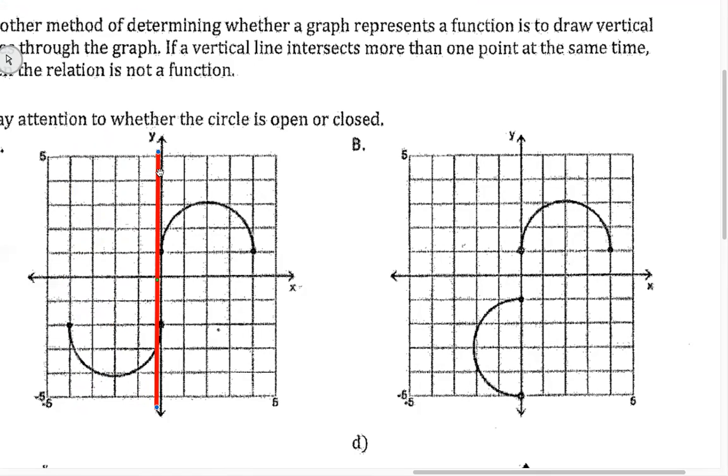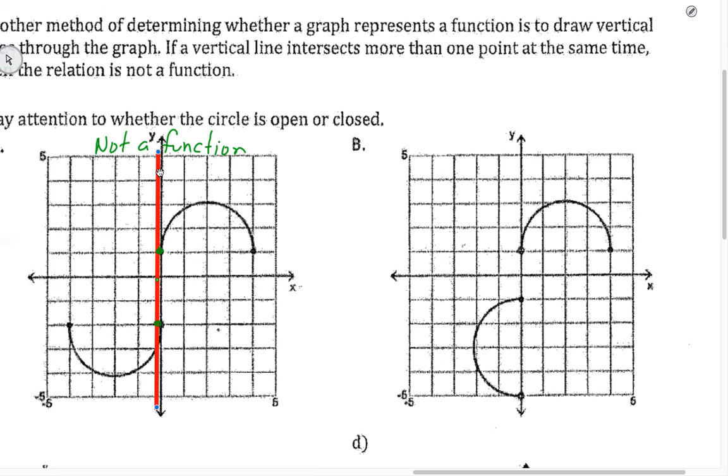Because you're on the y-axis. I am. But do you see how I have 2 closed circles here? Closed circles mean I'm including that point. So this is not a function because it touches that point and that point at the same time.